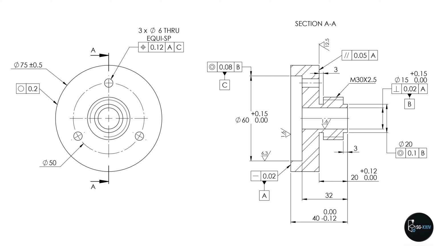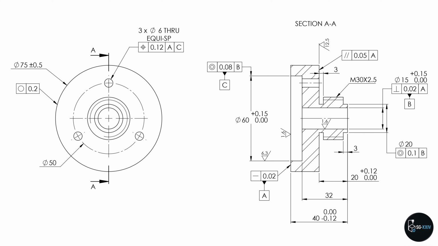The diameter 60 mm counterbore is controlled by a concentricity tolerance of 0.08 mm relative to datum B and defines datum feature C, which is the central bore axis. This datum provides the radial and angular orientation for locating bolt holes and shaft.